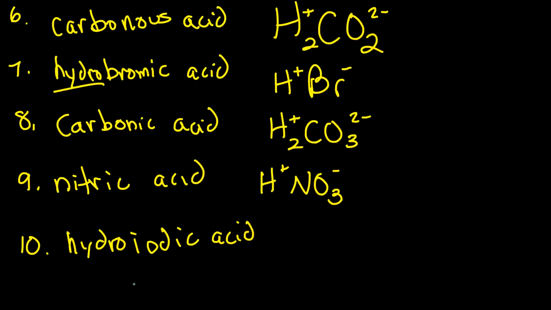And lastly, we got hydroiodic acid. Hydro means binary, 2 elements. Put my hydrogen in the front. Base element is iodine, so I put my I. It's in column 17, has that -1 charge. Those charges match, no need for subscripts.